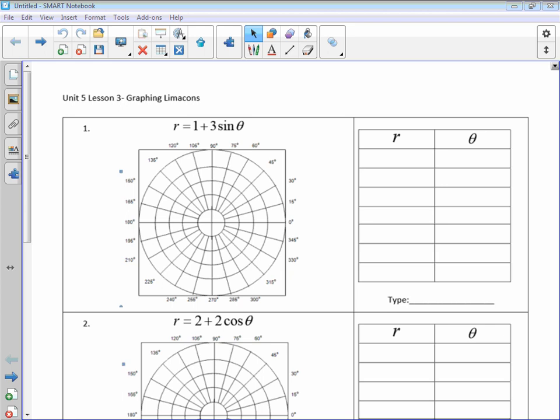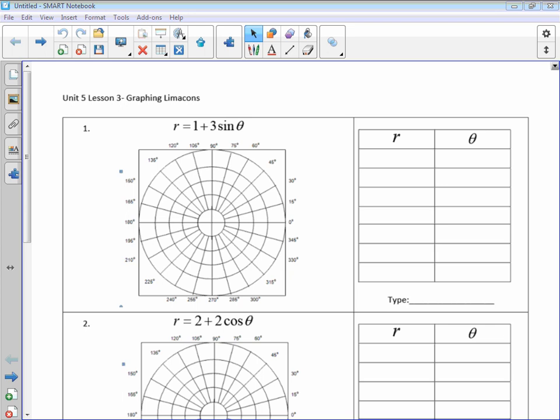It's like a cardioid. They are not limacons. Nope, it's a cardioid, like there's a thing inside of it. There's cardioids, there's inner loops, there's convex, there's the whole range. We're going to go through how you know what they all are.